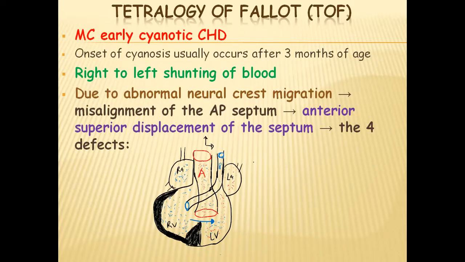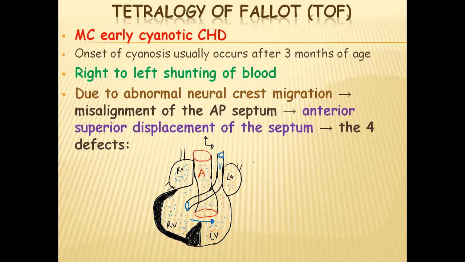So let's talk about the defects that are associated with ventricular outflow tract formation. The first one we'll be talking about is Tetralogy of Fallot. This is the most common early cyanotic congenital heart disease, and the onset of cyanosis usually occurs after 3 months of age. And this is a right to left shunting of blood.